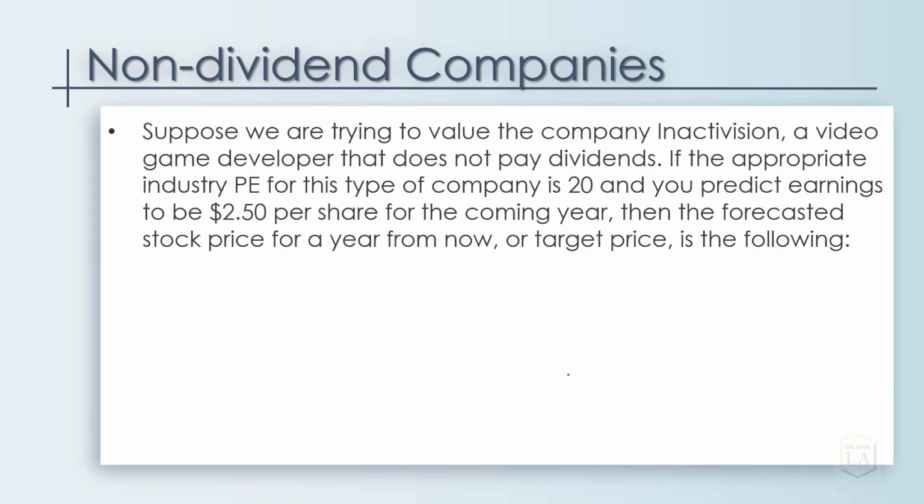So let's do an example. Let's say an industry price to earnings ratio for a company was 20. So this would be your target or benchmark P/E ratio, and predicted earnings was 2.5. With this information, if the company did not pay any dividends and you wanted to find out the target price or the estimated price, then that would be the benchmark P/E ratio of 20 multiplied by the current earnings per share, and you would end up having $50 as your target price.